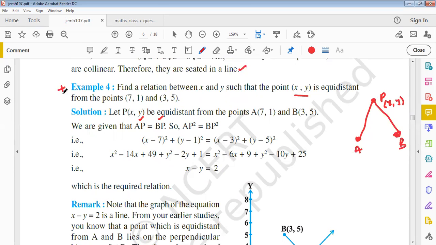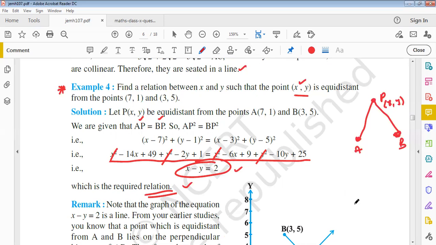This type of model problem is very, very important. So now AP square is equal to BP square. Find the distance PA and find the distance BP and expand them, left side and right side. At a glance, x square and y square will all be cancelled. Then minus 14x, minus 6x, minus 2y, minus 10y, 49 plus 1 is 50, 25 plus 9 is 34. By resulting, x minus y is equal to 2 will be the answer. So this is the required relation between x and y. Do you understand, ma?